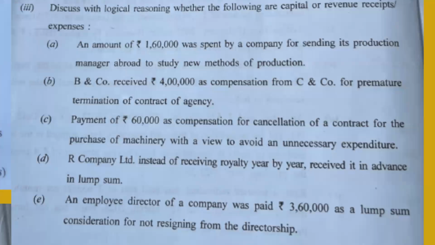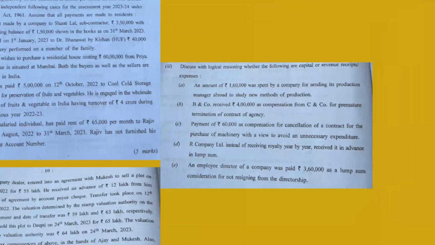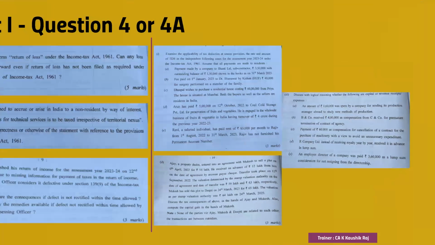Other than heads of income is around 25 to 30 marks. Then only heads of income is coming for 20 marks. Now, if you see the weightage, more than 30 marks is coming from other than heads of income. So that was all part 1.